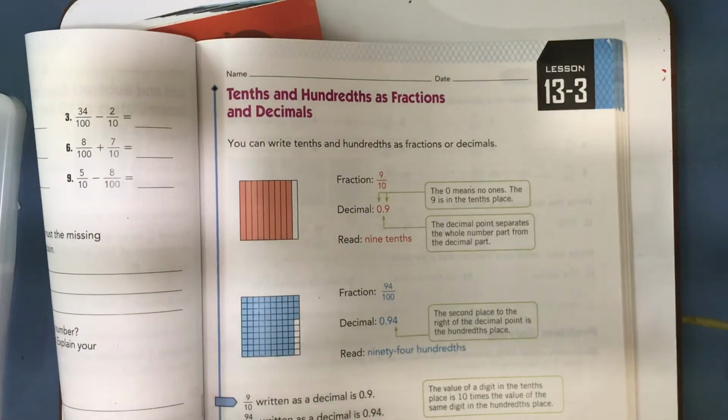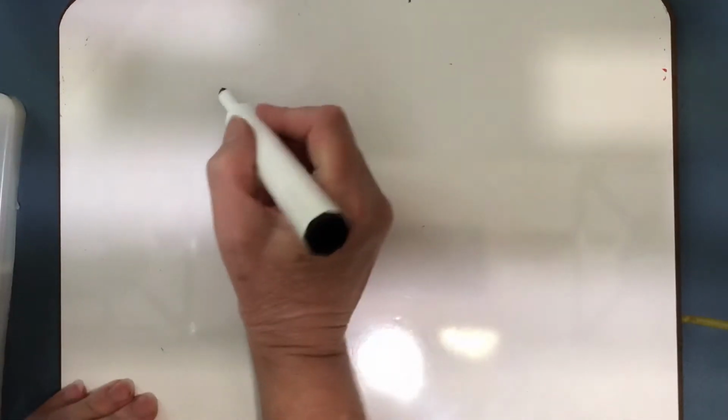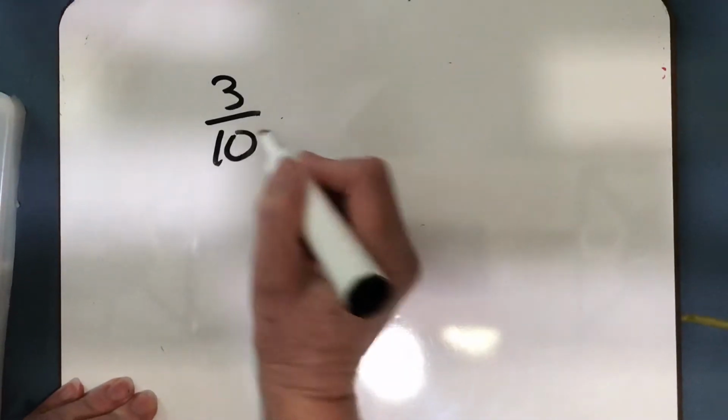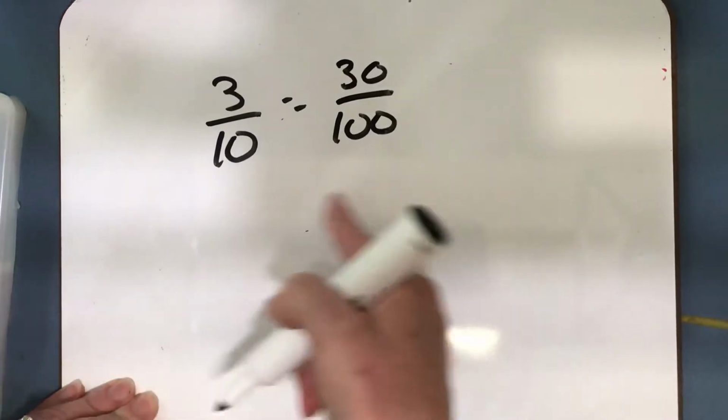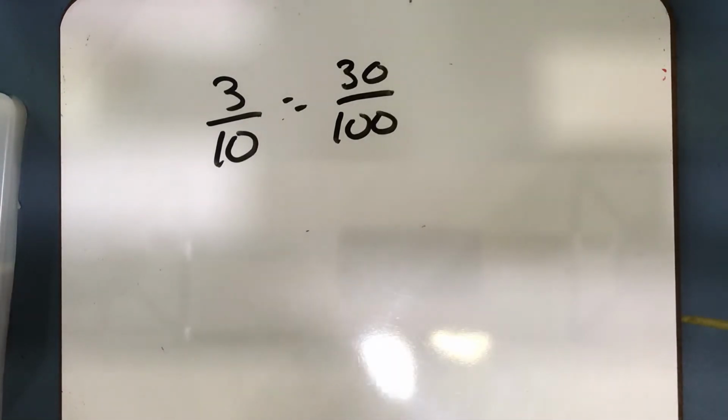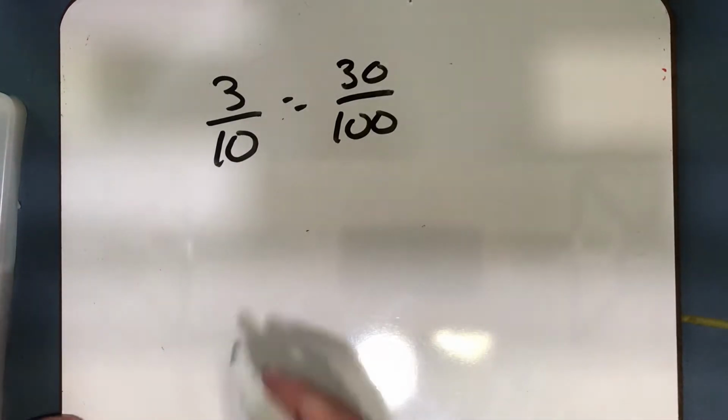4th grade. Today we're going to be working on lesson 13-3, tenths and hundredths as fractions and decimals. So yesterday we worked on writing tenths and hundredths. So we know that 3 tenths is equivalent to 30 hundredths. Well, I can write both of those numbers as decimals also.